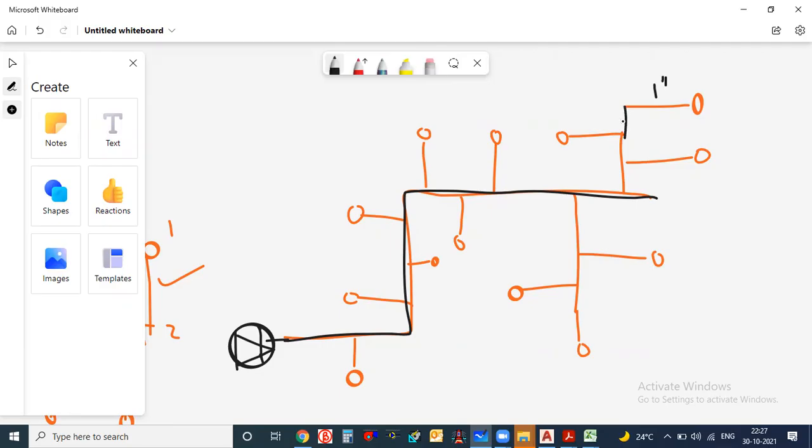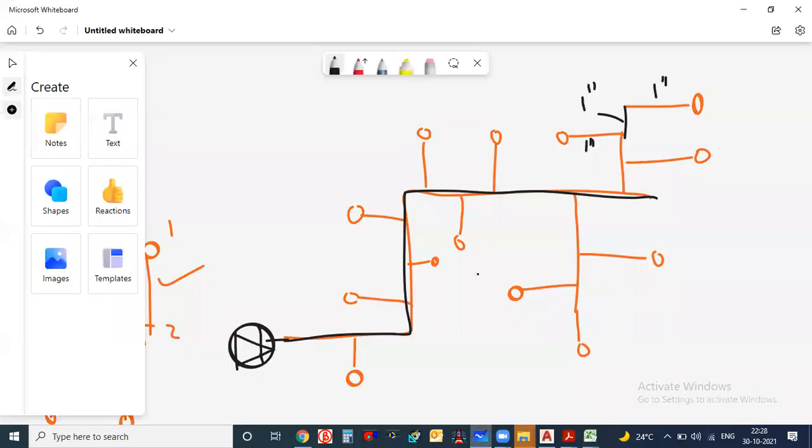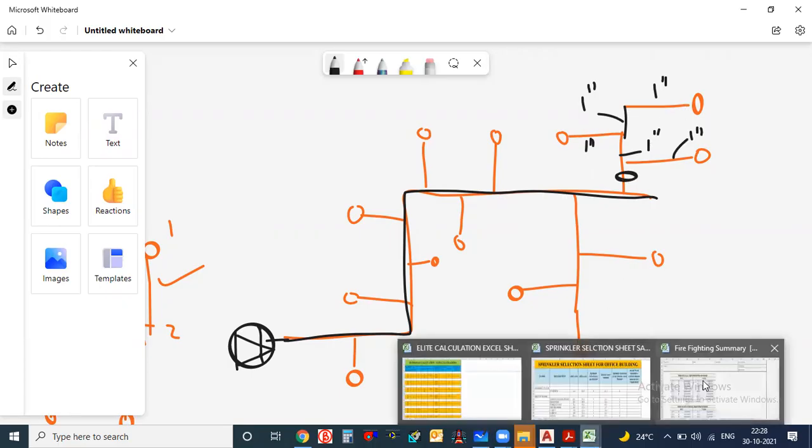So this will be my 1 inch. This pipe will also be my 1 inch. And this pipe, which is connected with the main pipe sprinkler, will also be my 1 inch. Why? Because as per NFPA 13, I can connect 2 sprinklers with 1 inch. Now to this pipe section 2 sprinklers are connected, so I can go with 1 inch. Even this pipe also 1 inch. Now this pipe, 40 mm should be 1 inch, and 3 sprinklers are connected to this pipe.